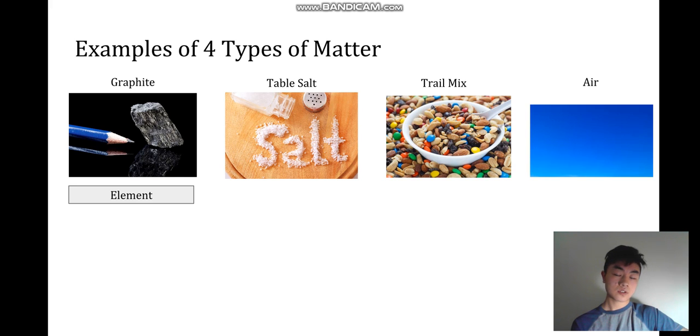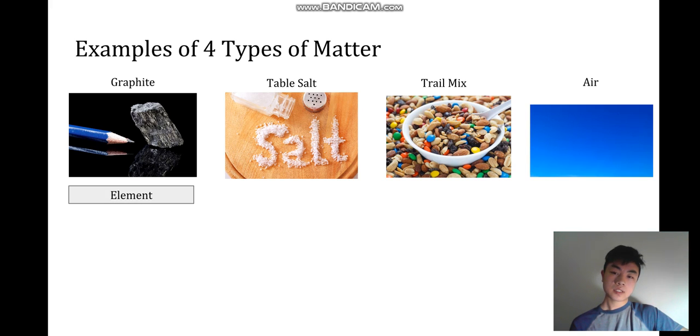It has a hexagonal structure. It's kind of comparable to a diamond in the sense that a diamond is only made out of carbon, and we know that a diamond is an element. It's just, graphite and diamonds are different forms or different shapes of what carbon can be.